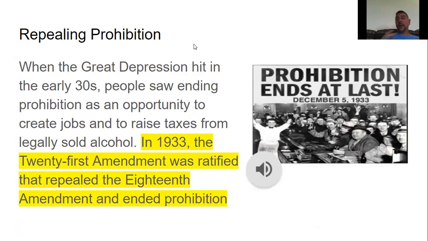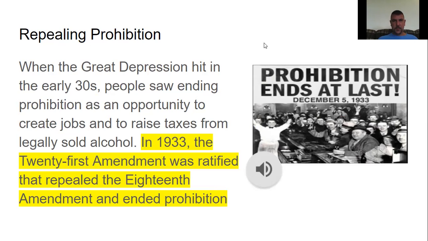All right. So when the Great Depression hit in the early 1930s, people saw ending Prohibition as an opportunity. They said, hey, if we end this, it's an opportunity to create jobs. We can raise taxes on legally sold alcohol. So in 1933, the 21st Amendment to the Constitution was ratified, and it repealed the 18th Amendment, and it ended Prohibition. So Prohibition lasted for 13 years, y'all. It was put into effect in the 1920s, and then in 1933 it ended. So for 13 years it was illegal to sell or make alcohol. But it ended in 1933 with the 21st Amendment.